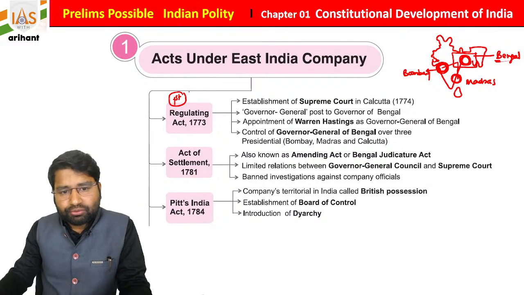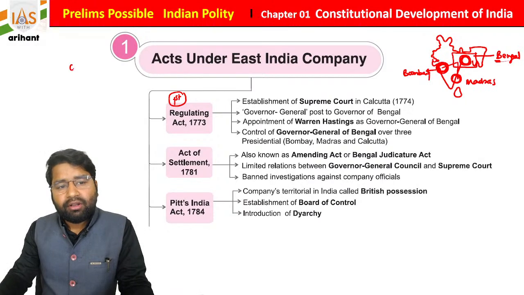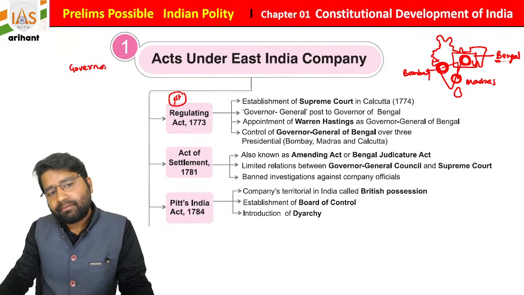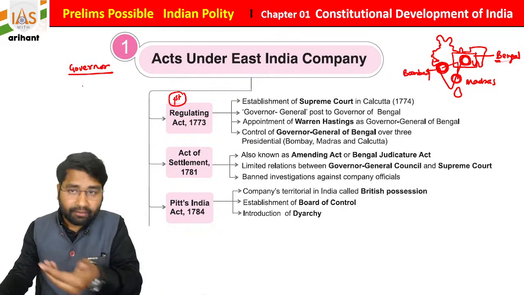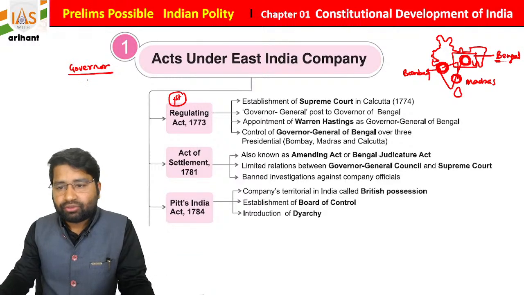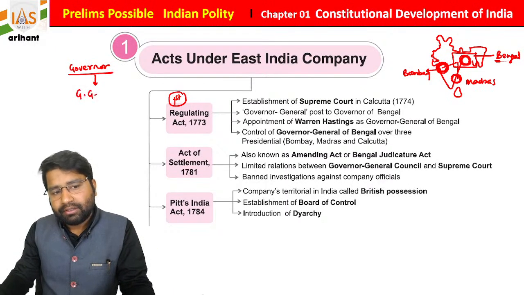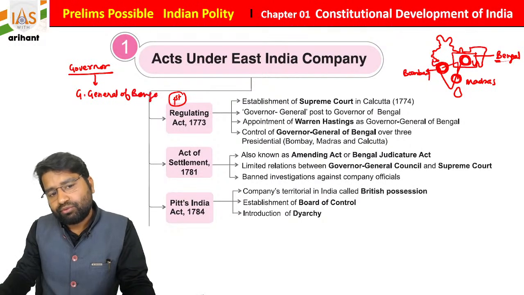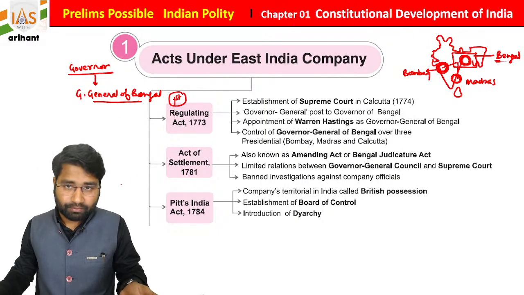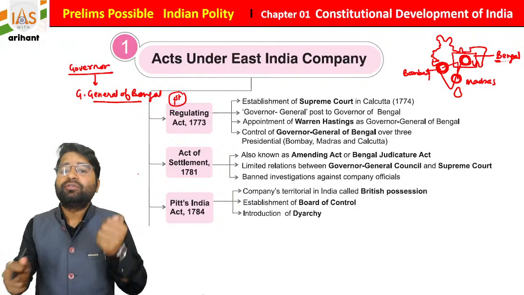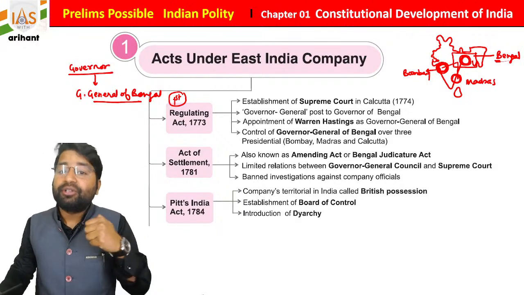So what you find, students, here initially all were considered as the governor, and if everyone is governor, then everyone's rank is going to be equal. So here there will be a modification. The governor of Bengal is going to be known as Governor General of Bengal. Students, this is very, very important to understand when this modification took place, as well as their power is going to increase, their work is going to increase.